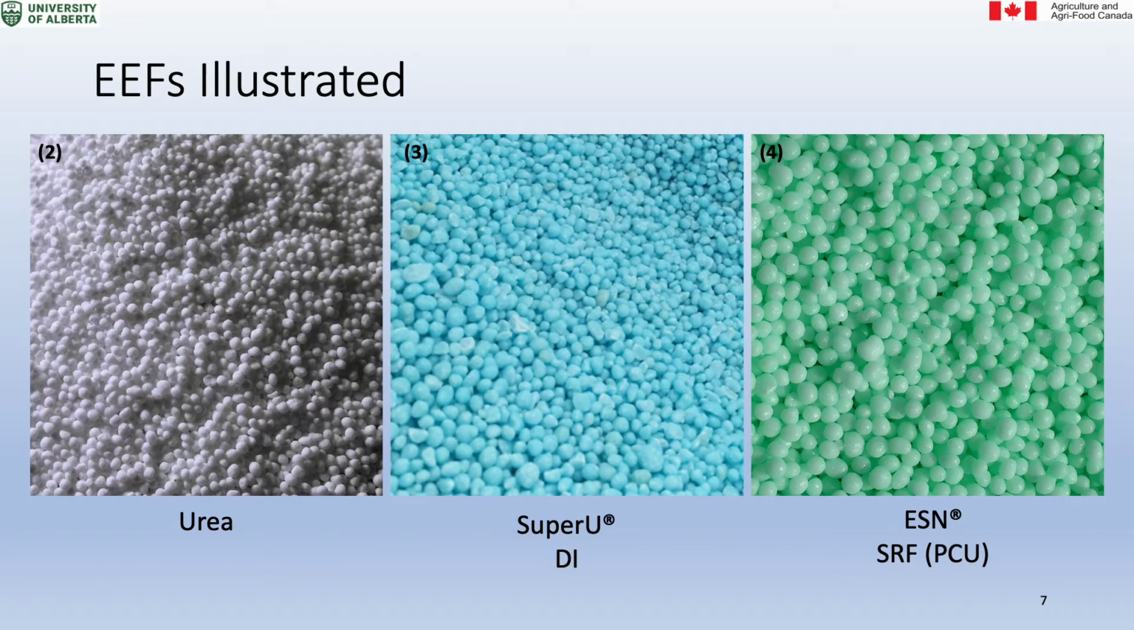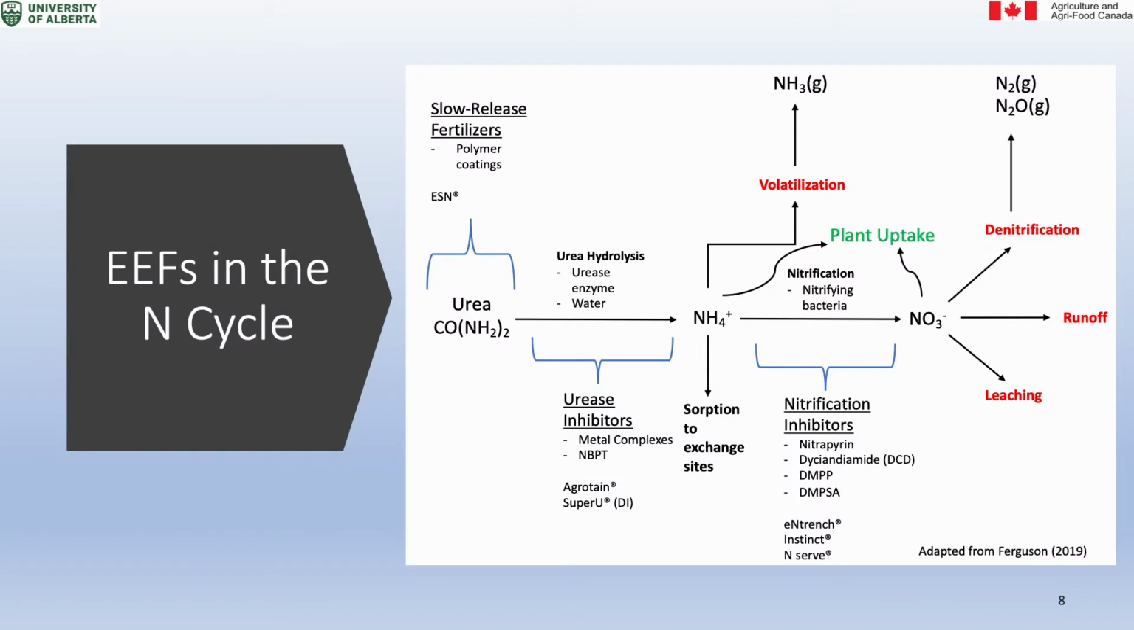This slide shows three pictures. Urea on the left is our conventional method of CWRS fertilization. We have SuperU in the middle, which is a dual inhibitor, and then ESN, which is a slow/controlled release fertilizer on the right. This slide simply shows the visual differences that typically accompany these different enhanced efficiency fertilizers.